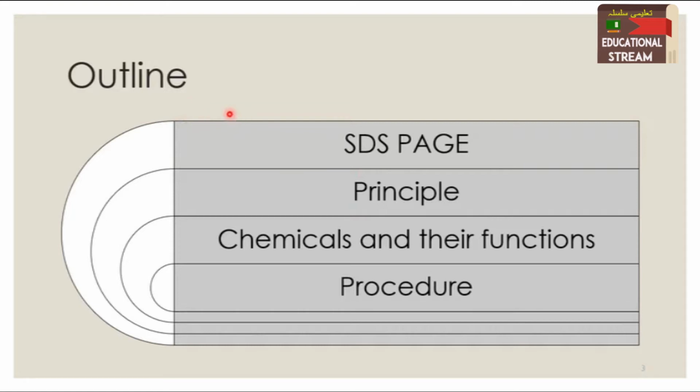The outline or learning objectives for this lecture include the introduction about SDS-PAGE, what is meant by SDS-PAGE, what is the principle of SDS-PAGE, what chemicals are used in SDS-PAGE and for what purpose they are used, means what is the function of those chemicals. Then we will see step by step the procedure of how SDS-PAGE is performed, what kind of apparatus is used to prepare the gel, how the sample loading is done, and how we come to know that our protein has appeared on the gel or not.